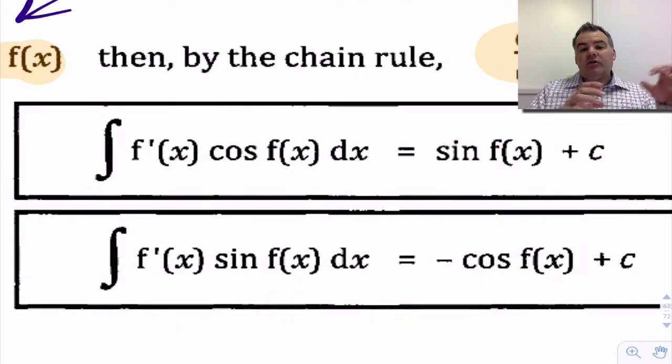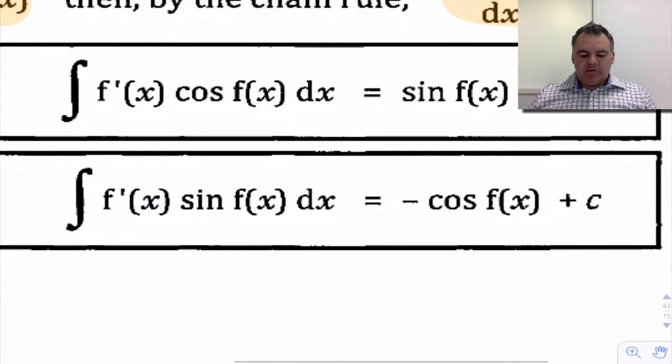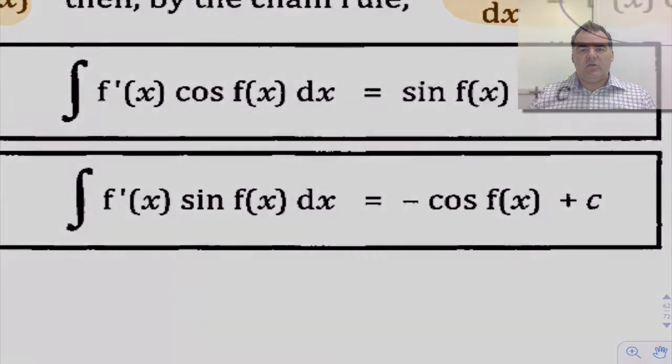So we can force functions to be in that form there, like we see. So you might have cos of x squared with a 2x at the front. I know straight away that the answer is sine of x squared. And that makes life a lot easier. The second one, very similar, f dash x times sine f of x. It's just going to be negative cos f of x because the integral of sine is negative cos.